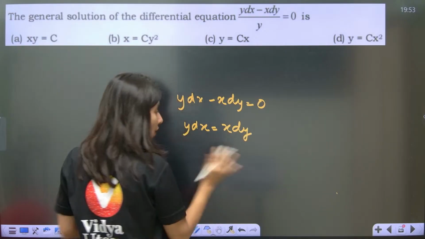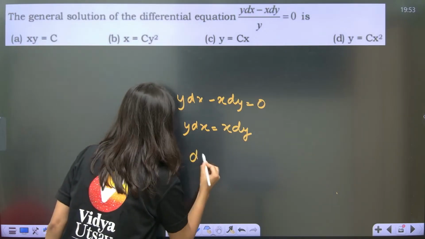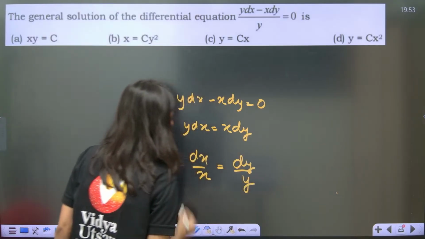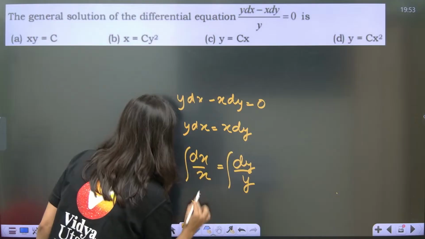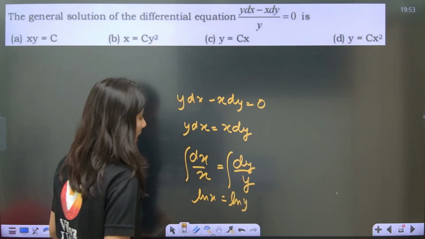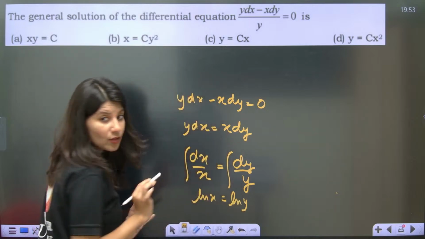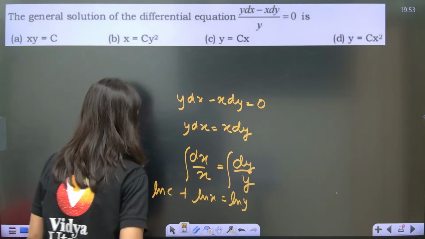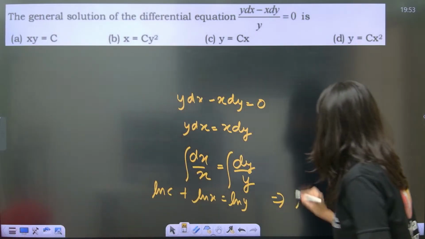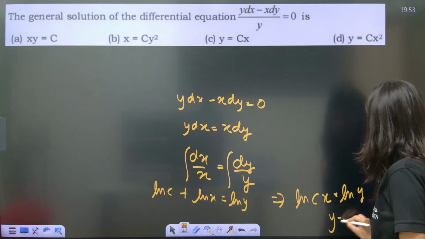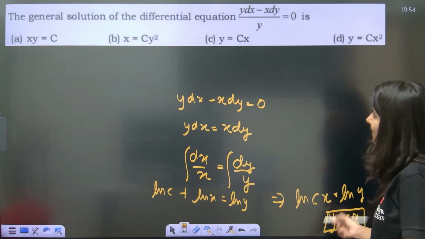Correct? So now, x terms on the left hand side, dx upon x, and all the y terms on the right hand side. This is ln x equals ln y. And we need to add a constant. So rather than adding constant c, I am going to add log c. So this is log cx equals log y. y is going to be cx, or x is going to be cy.